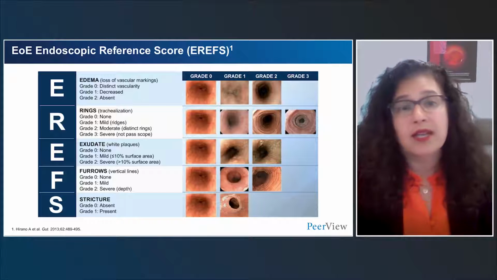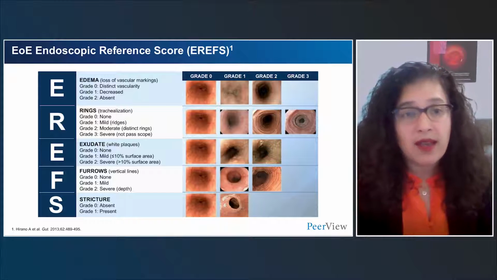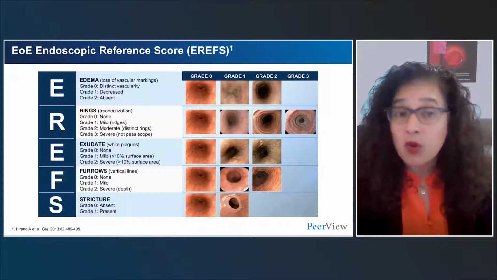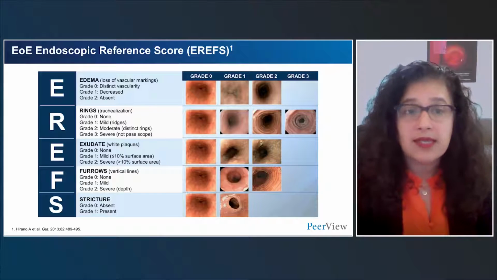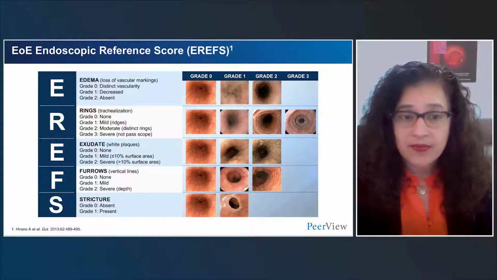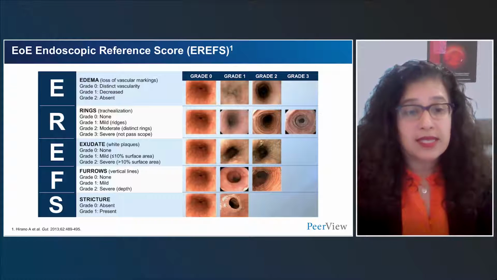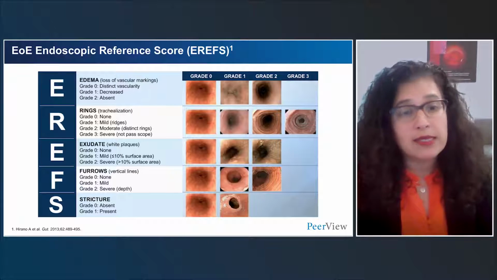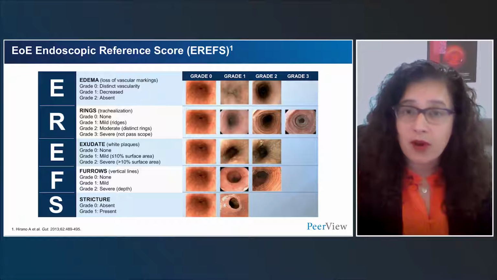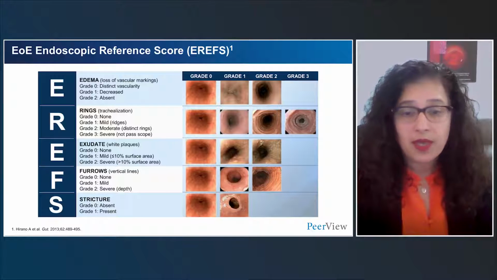When you are doing endoscopy, it's very important to recognize these endoscopic features and record them in the EoE endoscopic reference score or EREFS. Now, these common findings are listed here in the score: E for edema, R for rings, E for exudates, F for furrows, and S for stricture. Here we see a nice atlas of these different findings. Grade 0 on this left panel is just a normal esophagus.